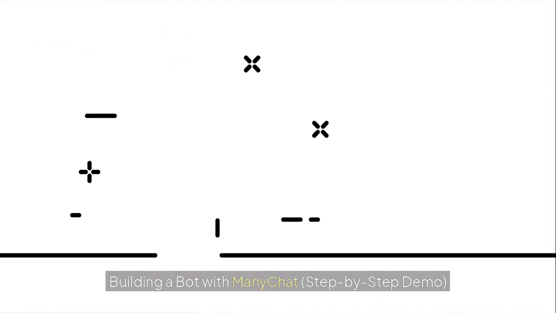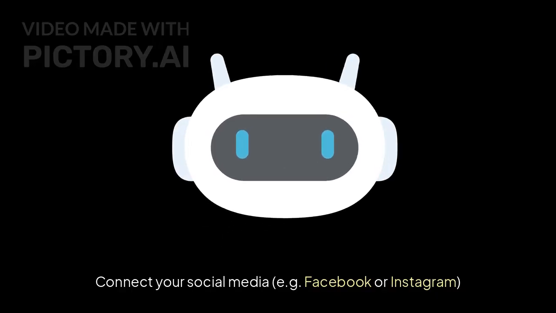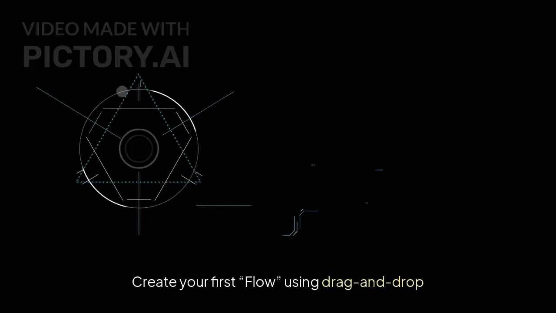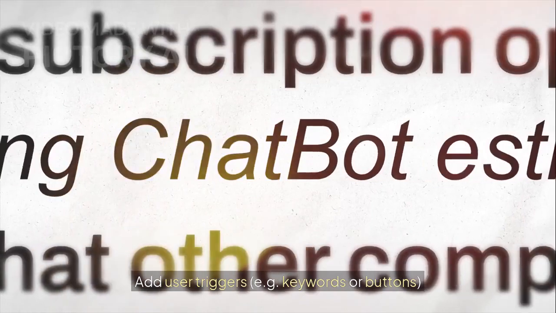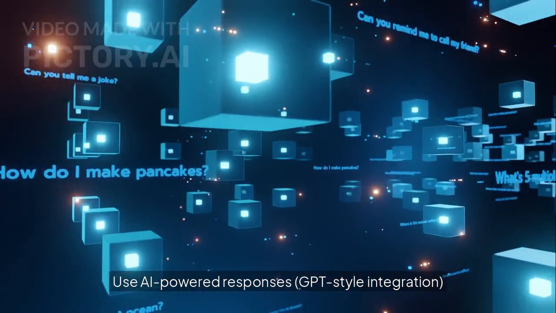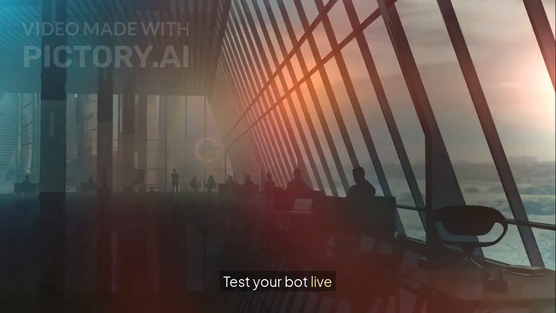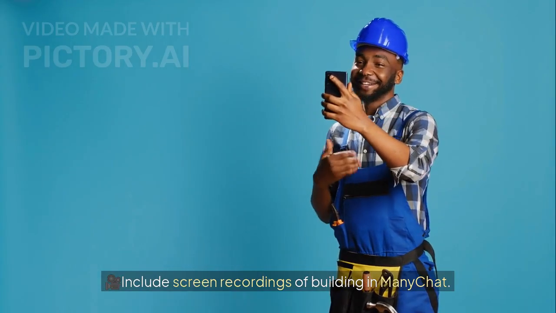Building a bot with ManyChat, step-by-step demo. Sign up at manychat.com. Connect your social media, e.g. Facebook or Instagram. Create your first flow using drag and drop. Add user triggers, e.g. keywords or buttons. Use AI-powered responses, GPT-style integration. Test your bot live. Include screen recordings of building in ManyChat.